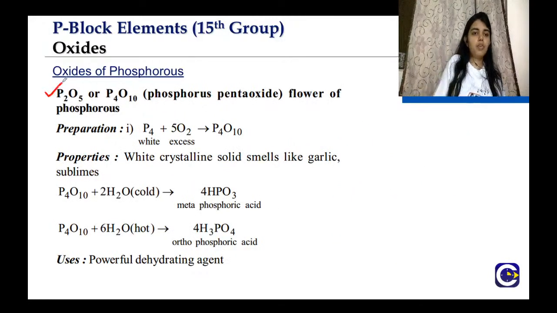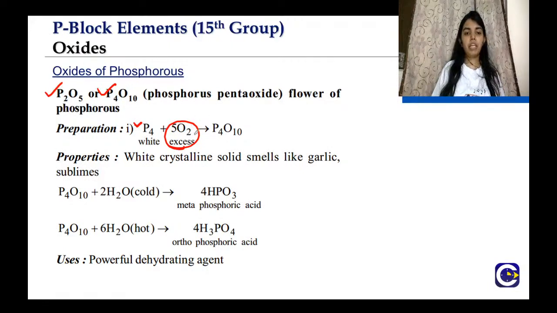Next, coming on to P2O5 or P4O10. If you treat white phosphorus with limited oxygen, it will lead to the formation of P4O6. When heating white phosphorus with excess oxygen, that will lead to the formation of P4O10. It is also a garlic odor substance, a white crystalline solid, and it also sublimes, right?